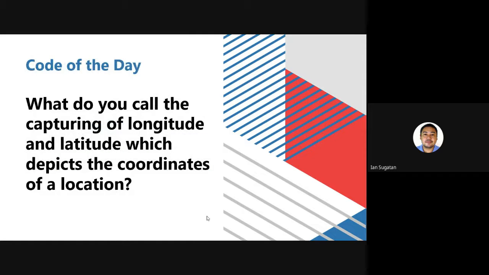So our code of the day is: what do you call the capturing of longitude and latitude, which depicts the coordinates of a location? It's part of our first topic. Again, what do you call the capturing of longitude and latitude, which depicts the coordinates of a location?